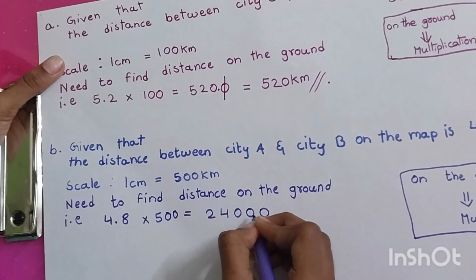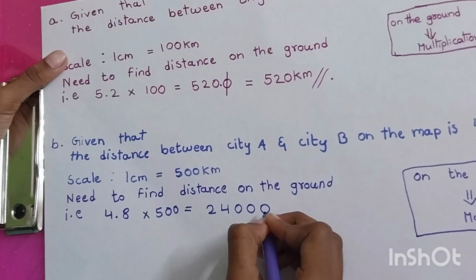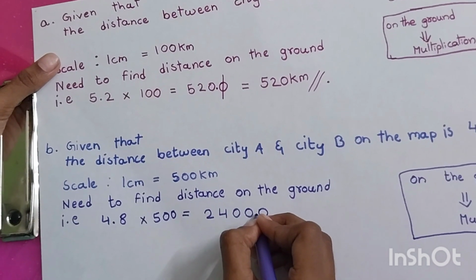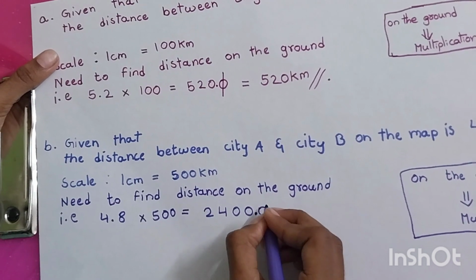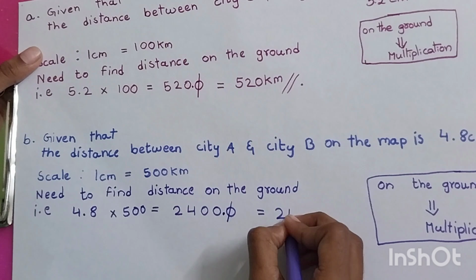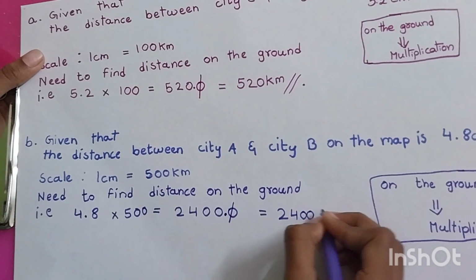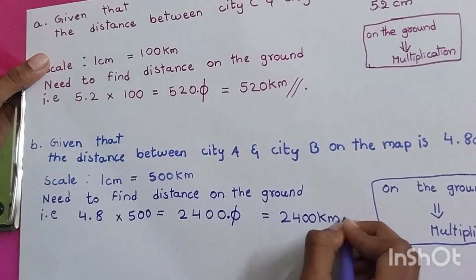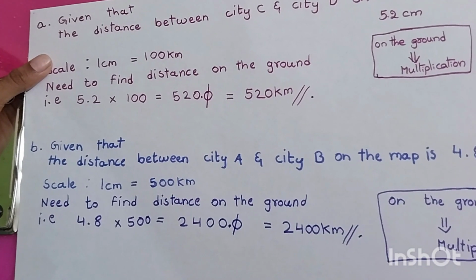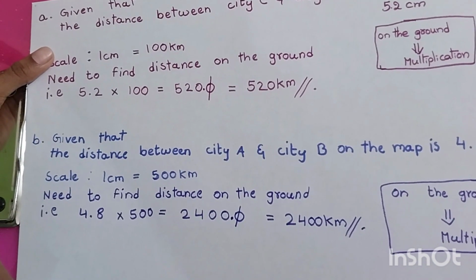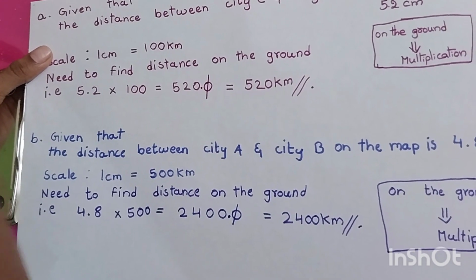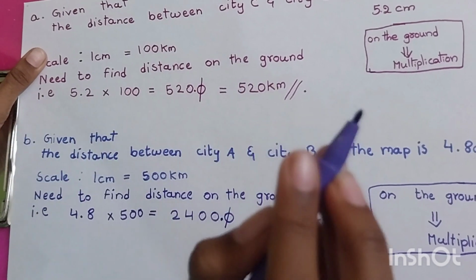And here in the first value 4.8, after the 4 the decimal is there, so we place the decimal after one digit. And after the decimal only 0 is there, so we can ignore it. So the final value is 2,400 kilometers. The distance between city A and city B on the ground is 2,400 kilometers. That's it for today's video.